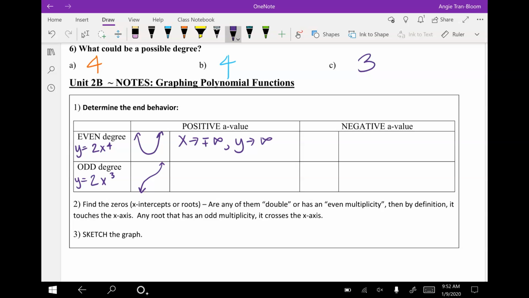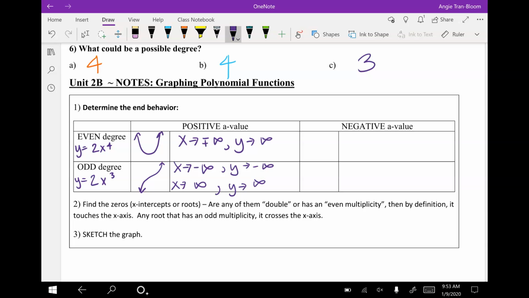If x is approaching negative infinity, what is the end behavior for y? Negative infinity. If x is approaching positive infinity, what's the end behavior for y? Infinity. Okay, so as you can see, odd degrees, they don't behave the same way.